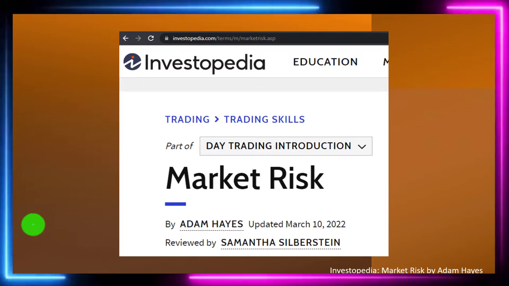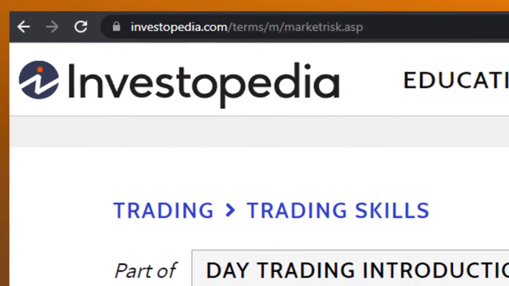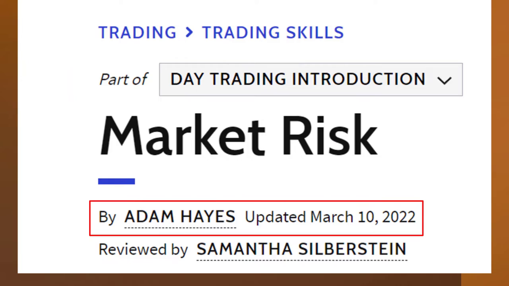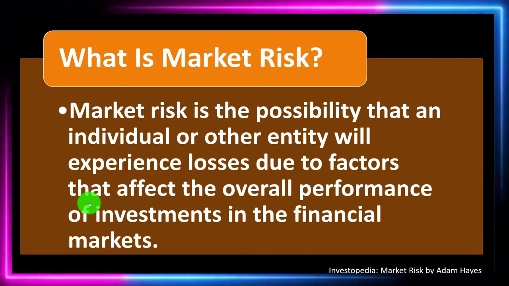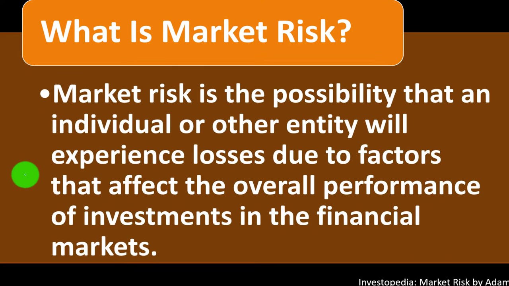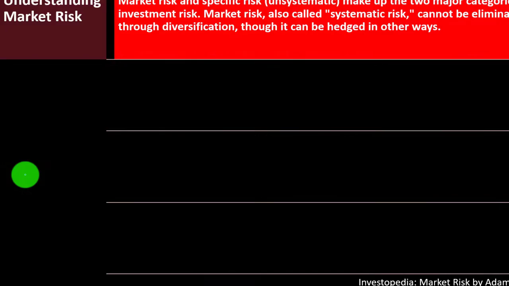Most of this information can be found at Investopedia Market Risk, which you can find online. Take a look at the references and resources, and continue your research from there. This is by Adam Hayes, updated March 10th, 2022. What is market risk? Market risk is the possibility that an individual or other entity will experience losses due to factors that affect the overall performance of investments in the financial markets.